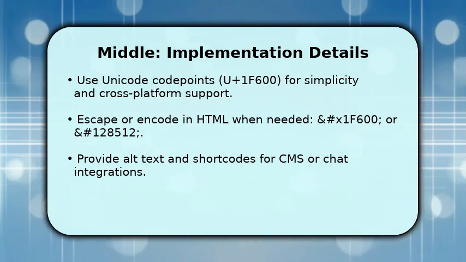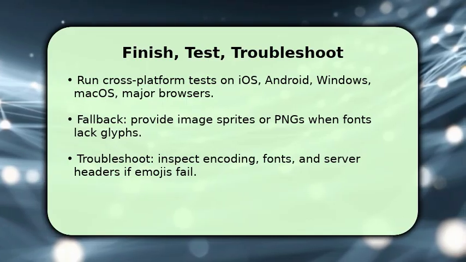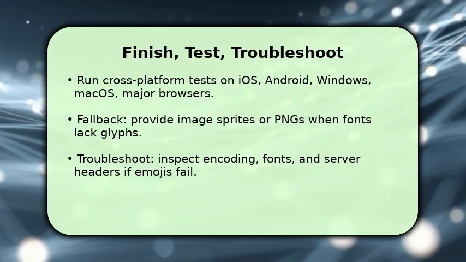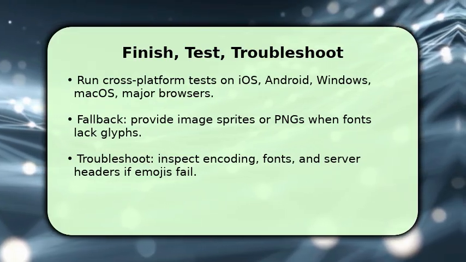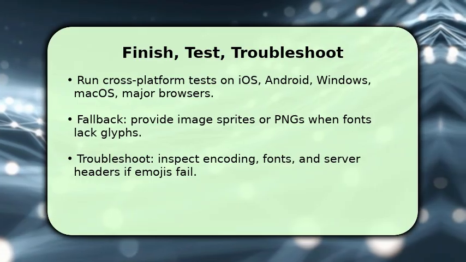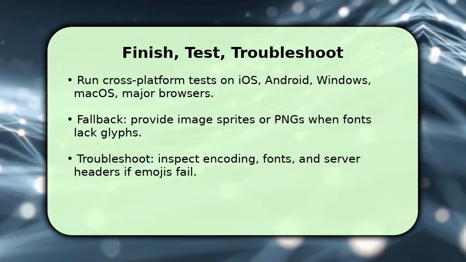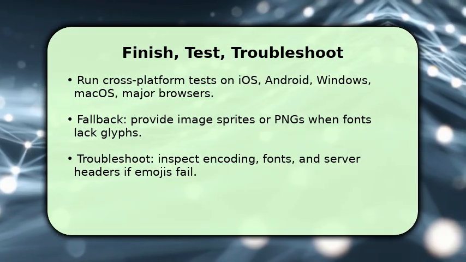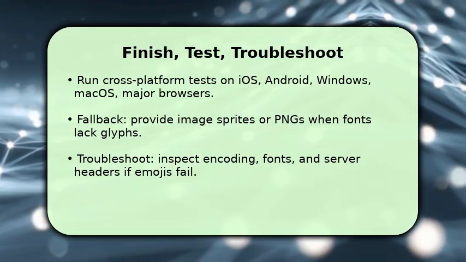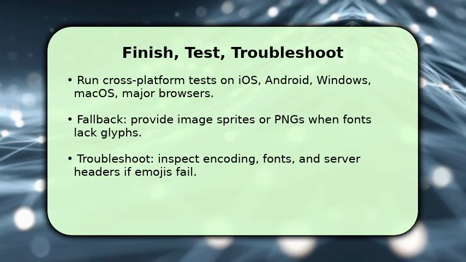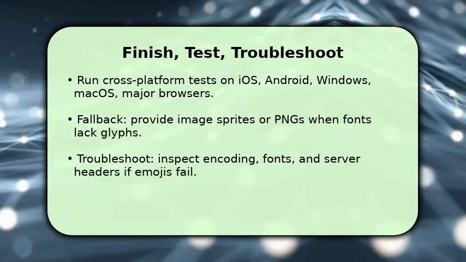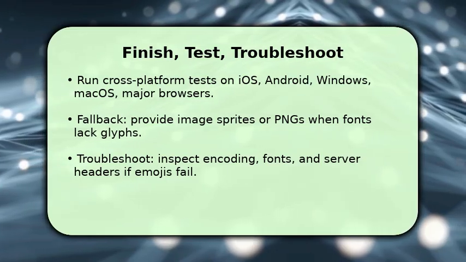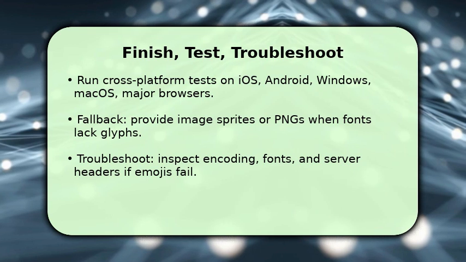You finish by conducting thorough tests. Check appearance on iOS, Android, Windows, macOS, and various browsers to confirm consistency. Once done, implement fallbacks, SVG or PNG sprites, for critical icons where fonts lack glyphs and serve them conditionally. If something breaks, inspect file encoding, content type, and charset headers and font fallback chains. These are common culprits. Finally, document your emoji mapping and include accessibility labels, so future edits preserve meaning and compatibility.